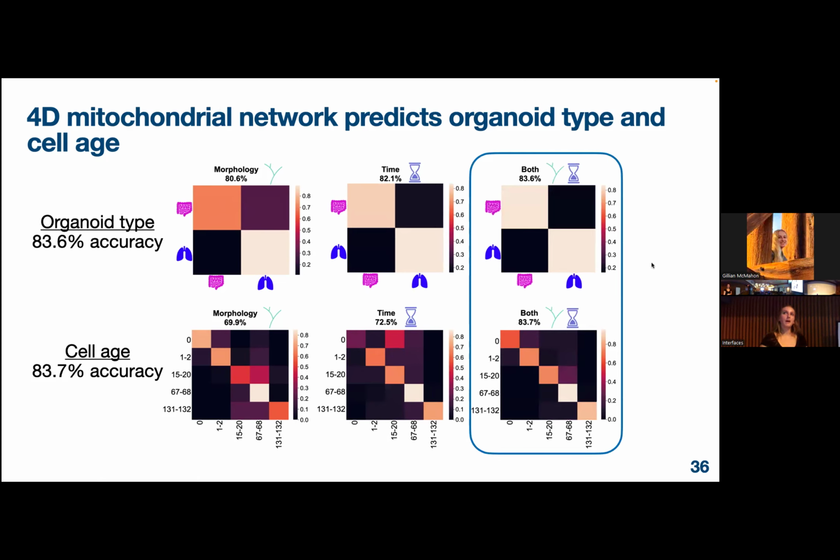But we found when we combine both the morphological and the temporal features, we can actually get the best accuracy, with 83.6.7%, predict actually what cell type the mitochondria belongs to and how old that cell is, showing that the mitochondrial network dynamics and morphology are actually linked to what's going on inside the cell and potentially a cell's function.